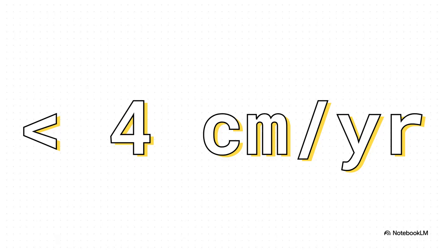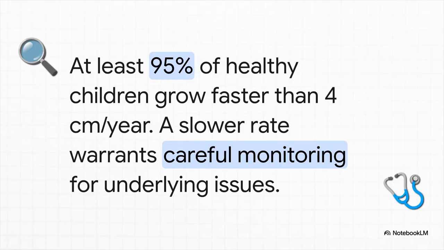And here it is. This is the magic number to keep tucked away in your brain. For any child older than 2, a growth rate of less than 4 centimeters per year is a huge red flag. And that number isn't just arbitrary. It's based on solid data. Since over 95% of healthy kids grow faster than 4 centimeters a year, a slower velocity is a statistically significant alert. It tells you that something, whether it's nutritional, hormonal, or something else entirely, might be wrong, and that's your cue to start investigating.